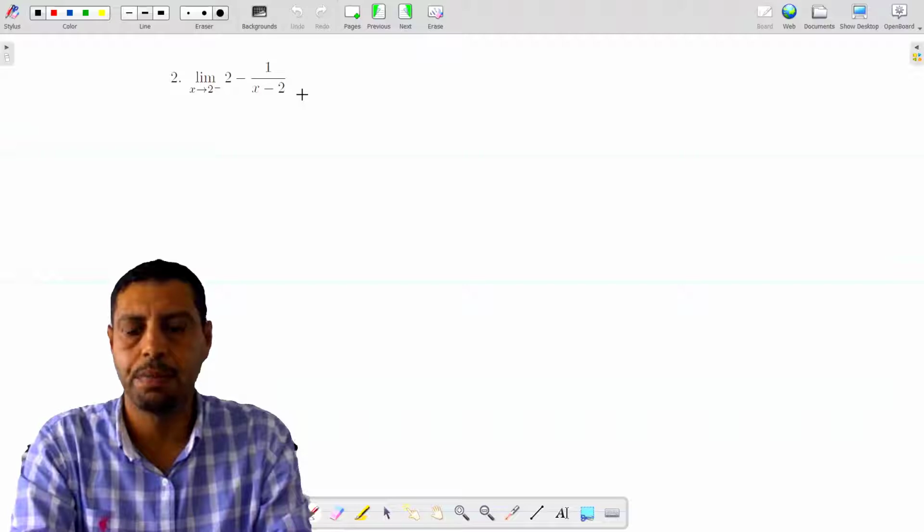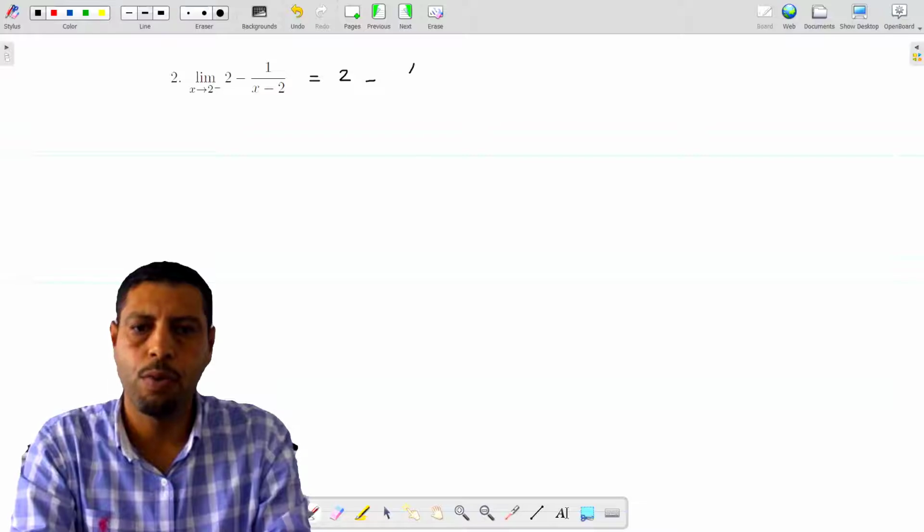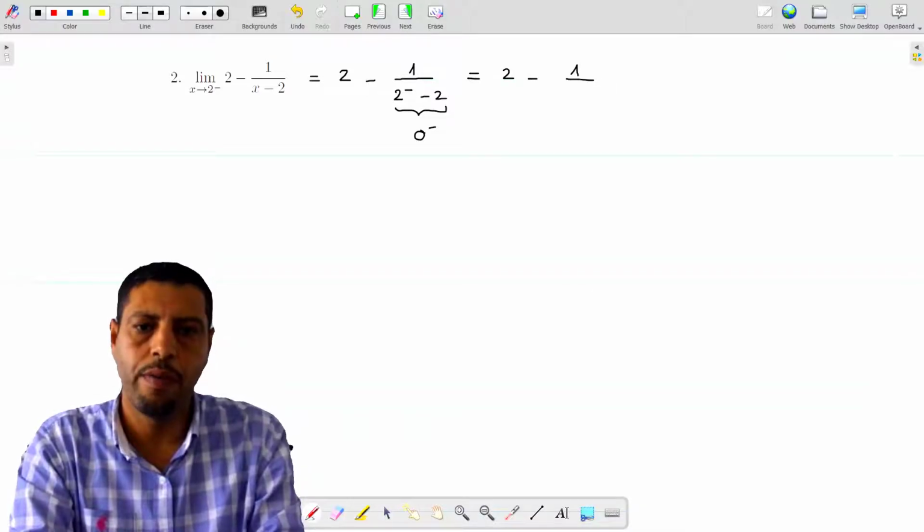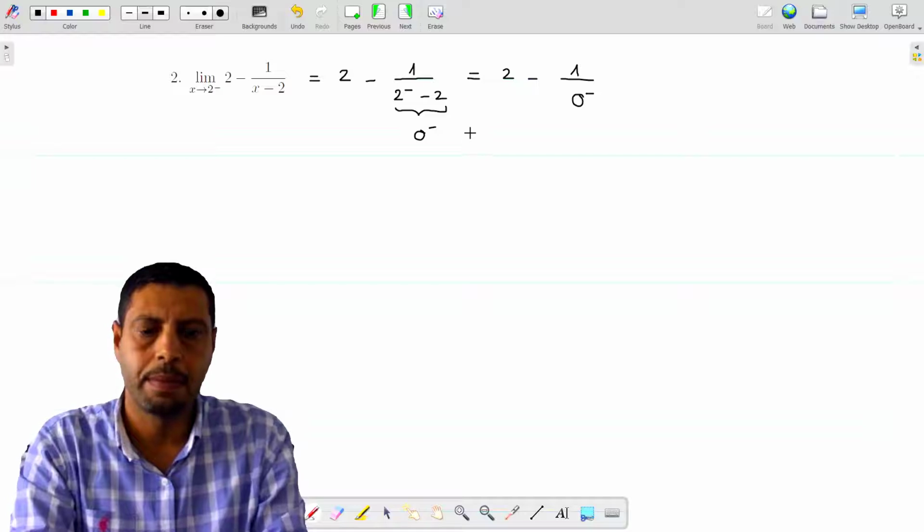Okay? Let's move to the next limit, which is the limit to the left of 2 minus 1 over x minus 2. So let's compute it. The first term is 2, which is constant, okay? So we're gonna keep this constant, 2 minus 1, and we replace the x by 2 minus. So 2 minus 2, and this 2 minus 2, it gives 0 minus. Okay? So this limit is equal to 2 minus 1 over 0 minus. The 1 over 0 minus is equal to negative infinity.